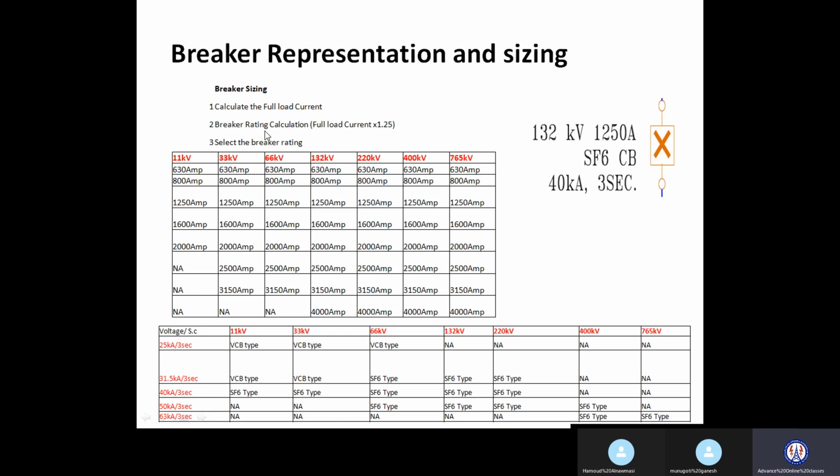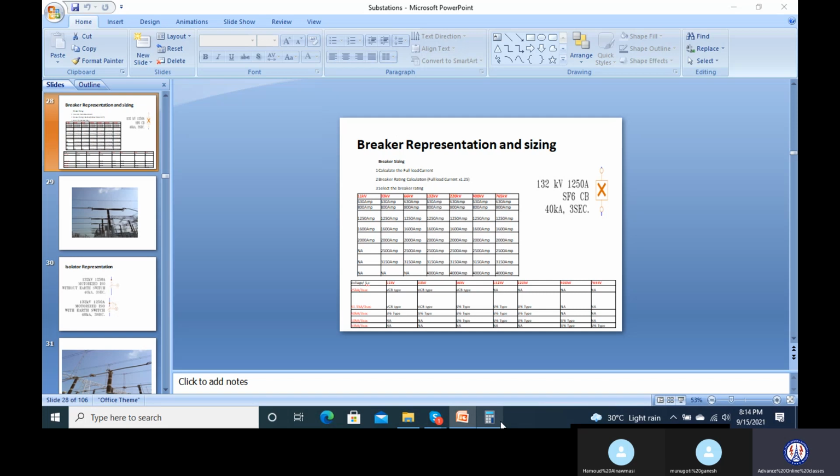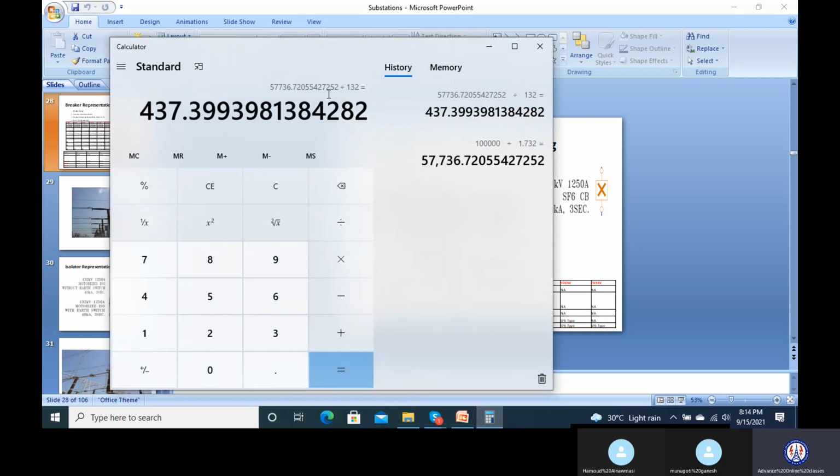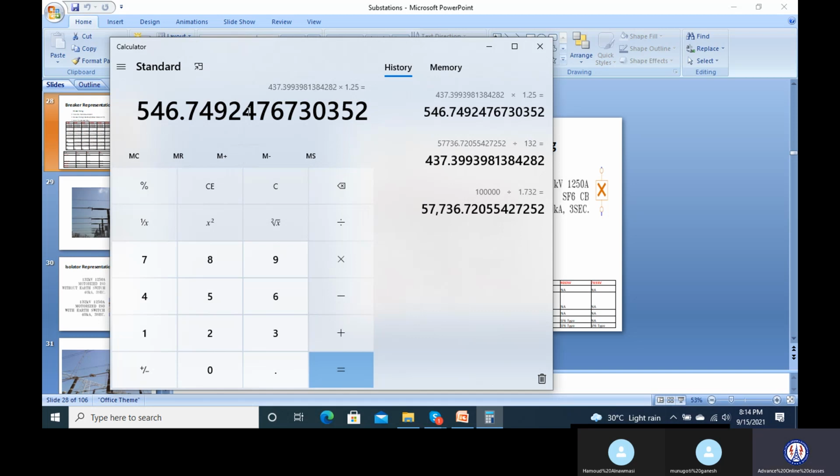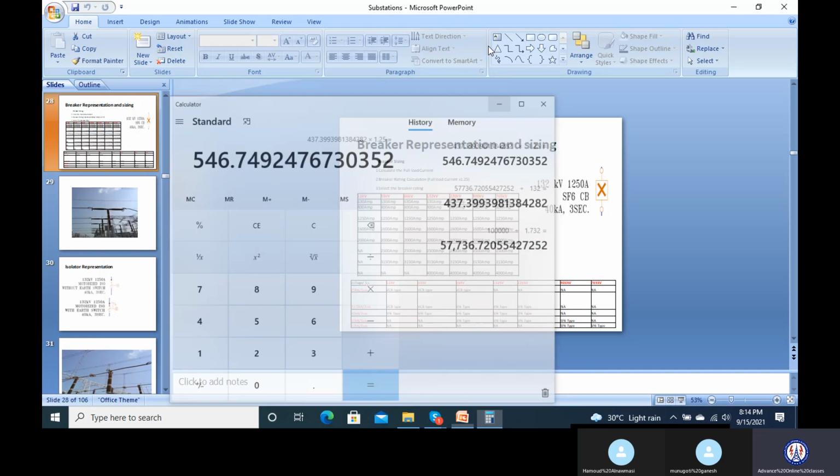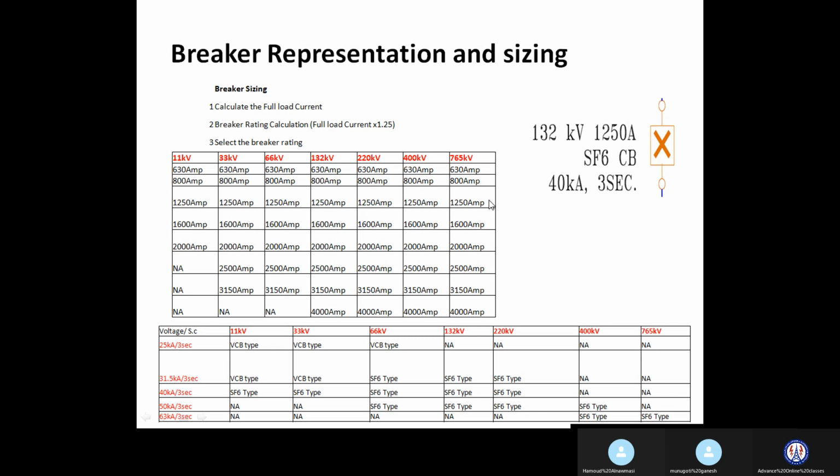After calculating the full load current, next we calculate the breaker rating. How do you calculate it? Full load current multiplied by 1.25. Your calculated full load current, power divided by voltage into root 3, is 437.39 ampere. Now you multiply by 1.25. What is the breaker current rating? 546 ampere. So this is the required rating of a breaker, 536 ampere. Now, a 536 ampere breaker is not available in the market.